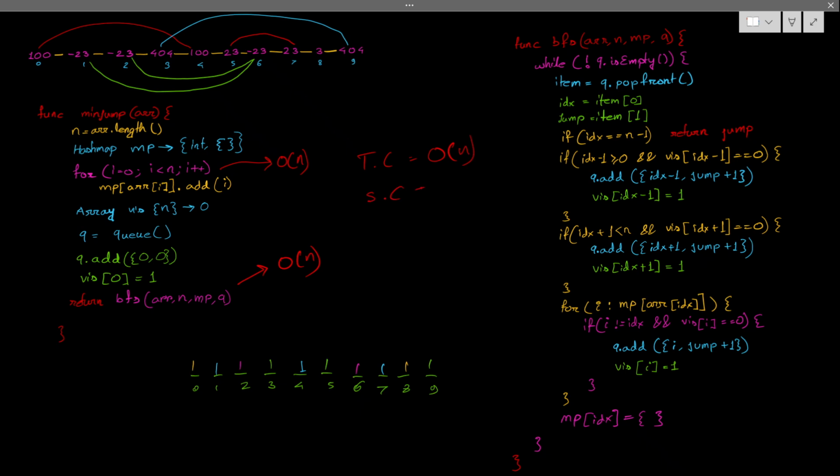And space complexity is big O of n as well, because we're using a visited array, and we're using a map as well. We're using a visited array, and we're using a queue as well. So the complexity is big O of n.